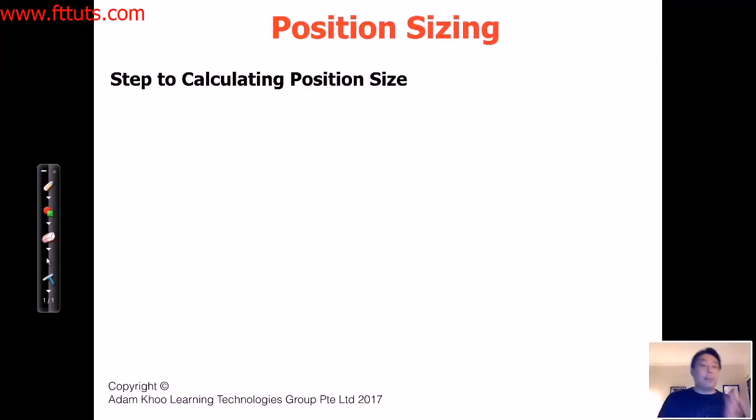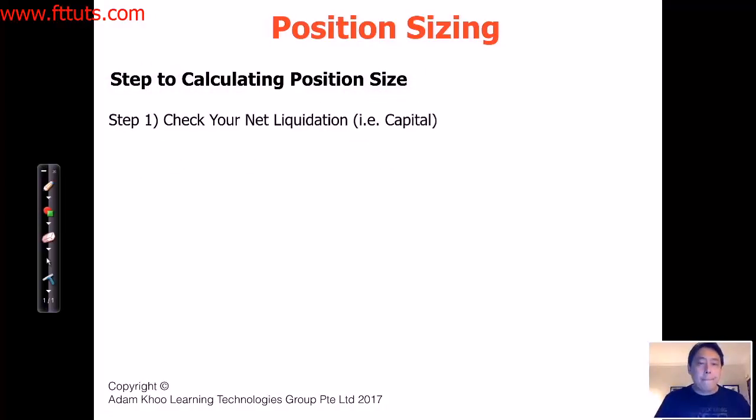So let's go through the steps to calculate your position size. Step number 1 is to check your net liquidation. Whatever broker you're using, once you log in, you can look at your net liquidation, or the amount of capital that you have to trade, right? So we call this your net liquidation. For example, say you've got $10,000. You open an account, you fund it with $10,000, that's your net liquidation. Now you'll eventually go up, or you may go down first before going up, okay?